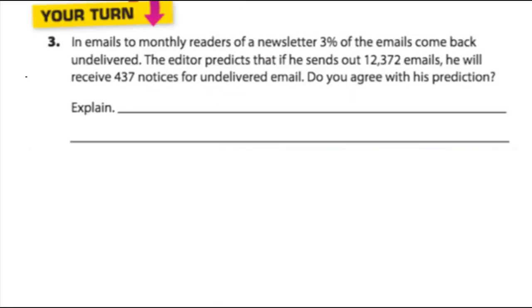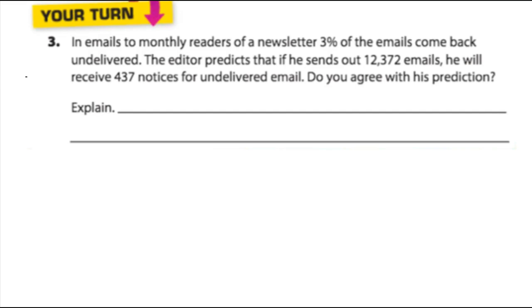Let's take a look at our last example. Your turn. It says, in emails to monthly readers of a newsletter, 3% of the emails come back undelivered. The editor predicts that if he sends out 12,372 emails, he will receive 437 notices for undelivered emails. Do you agree with this prediction? Explain. So, we need to figure out how many 3% is out of the 12,000 emails he sends, and then determine whether or not we think his prediction is reasonable.